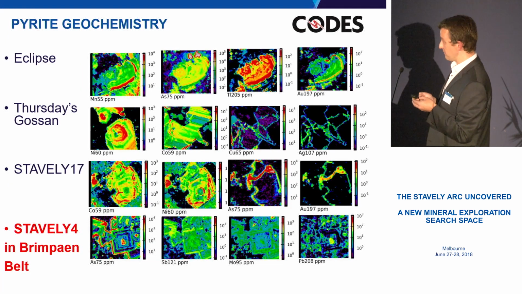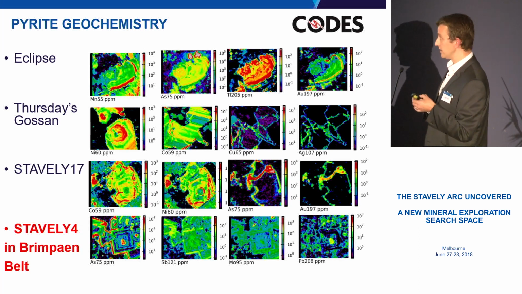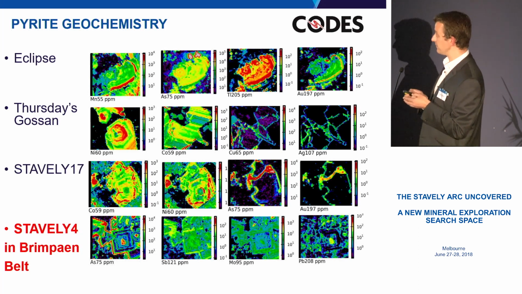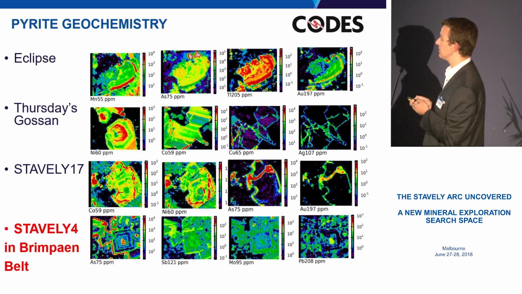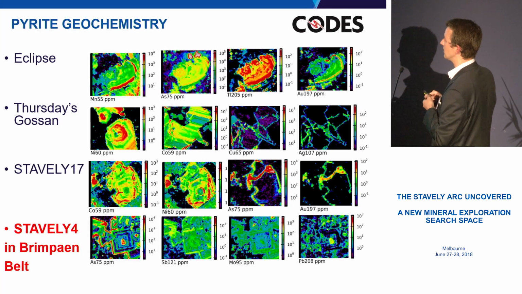Just basing on pyrite geochemistry that was also completed in collaboration with Codes, we see that Eclipse is enriched in typical elements for a VHMS system, so manganese, arsenic, thallium, and gold, and actually this rim of gold is running 100 ppm gold.